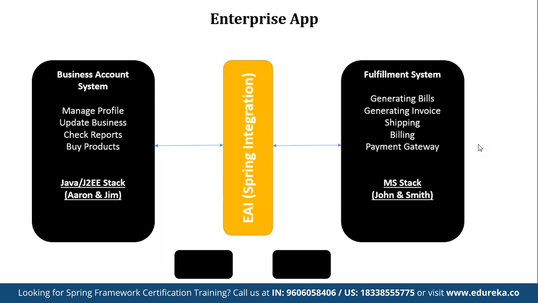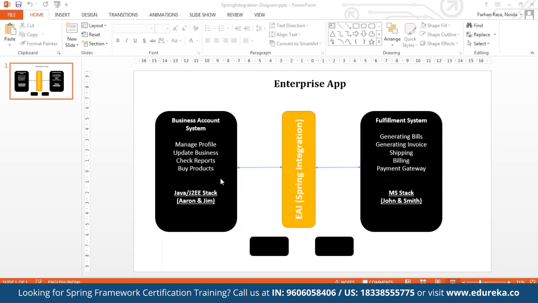So in case of, let's say, generating billing, there needs to be product information, let's say from a fulfillment system, or some customer data, which may be residing in a business account system. So this kind of back and forth information flow used to happen between two different systems, and to handle that, we have some messaging APIs which work with the help of Spring integration in between. So let me show you how the message flows in between.